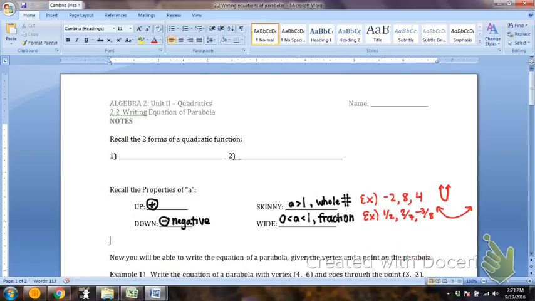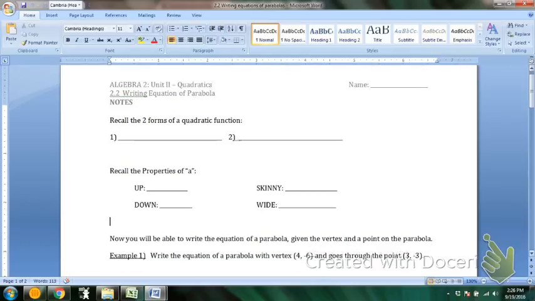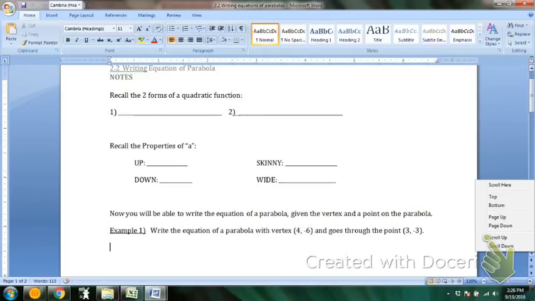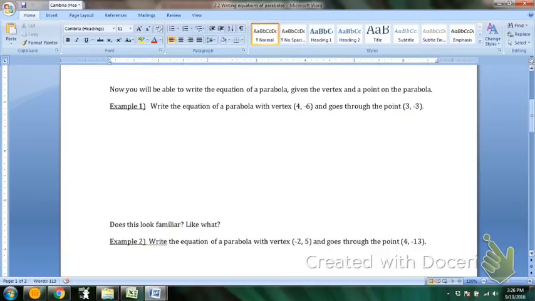So we're going to need to keep these things in mind as we are graphing and as we are writing our equations. Okay, so we are going to be able to write the equation of a parabola given the vertex and a point that's on the parabola. That sounds really familiar, right? Given the slope and a point that it goes through. Do you guys remember doing that from Algebra 1? Same kind of concept. Okay, there is a process to this, and if you follow the process, you should be good to go.